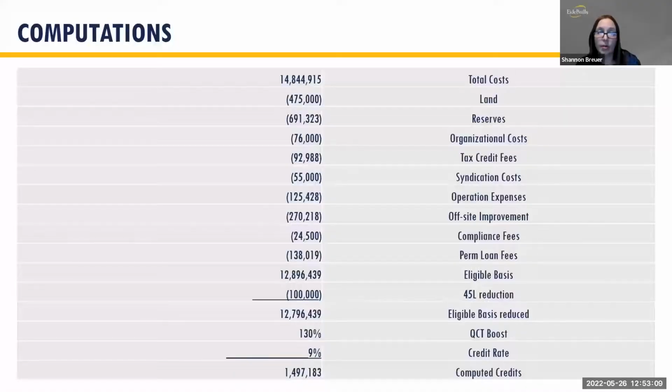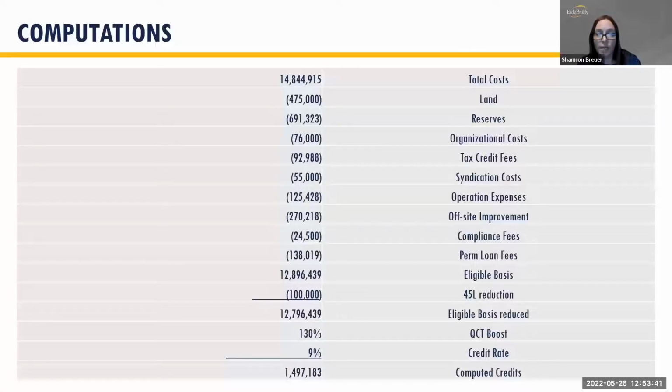So here is the calculation of eligible basis, which, you know, has a lot of stuff on there, but it's the same process, right? We start with the total costs of the project, and then we back out all of the costs that are not eligible for low-income housing tax credits. If we claim 45L credits, assuming each unit qualifies, the amount would be $100,000. Remember that, as we mentioned, this is a reduction in eligible basis for low-income housing purposes. So we add that in as a reduction.